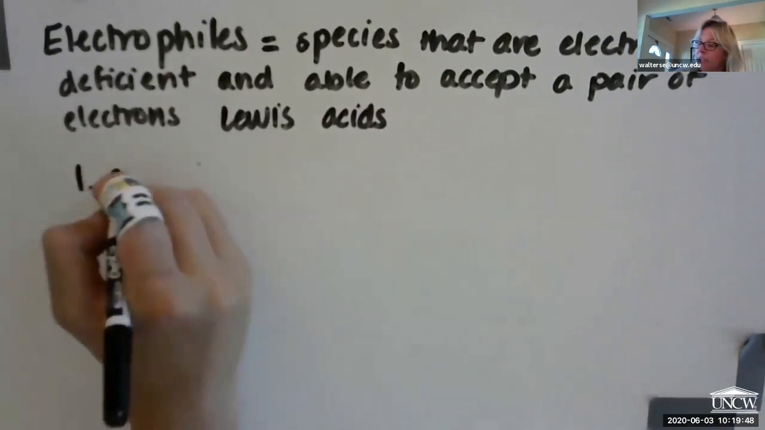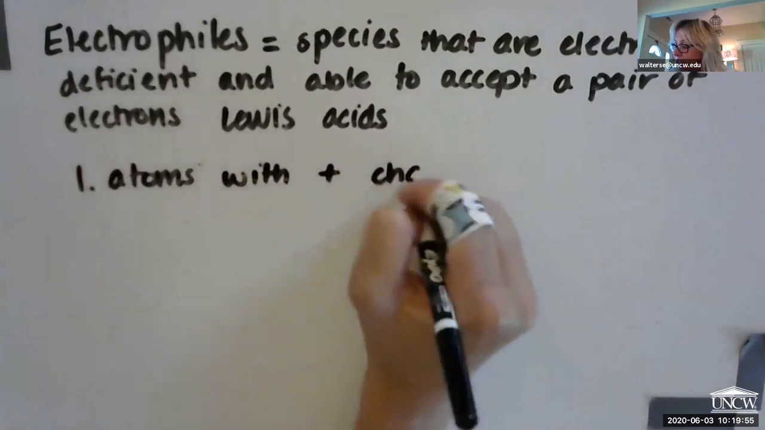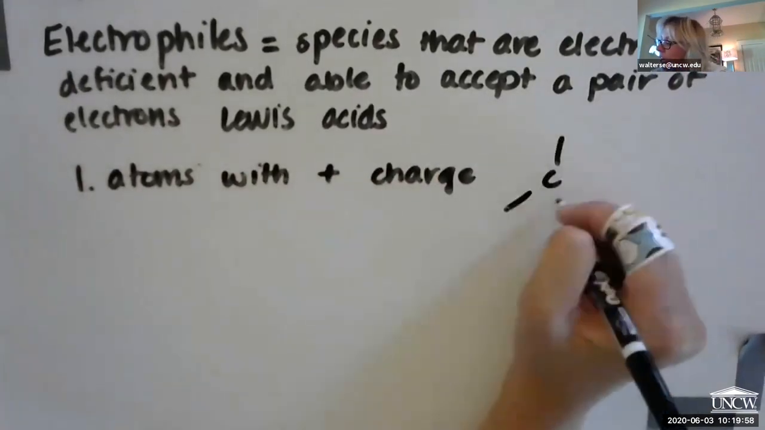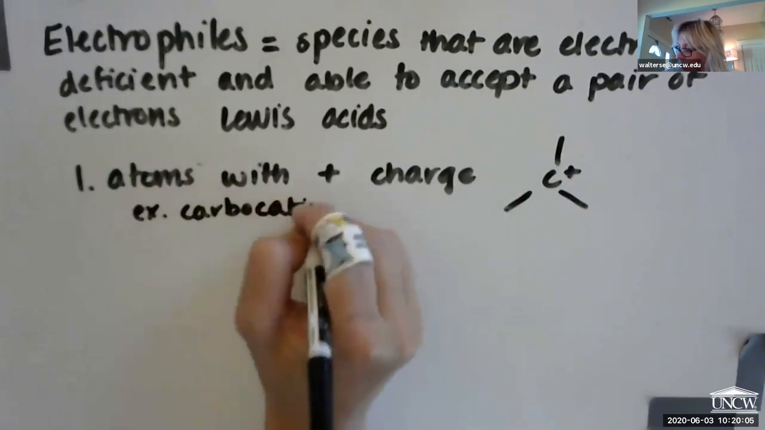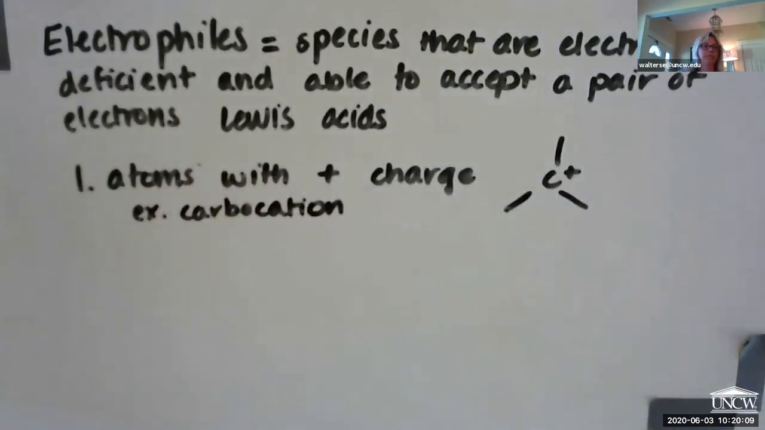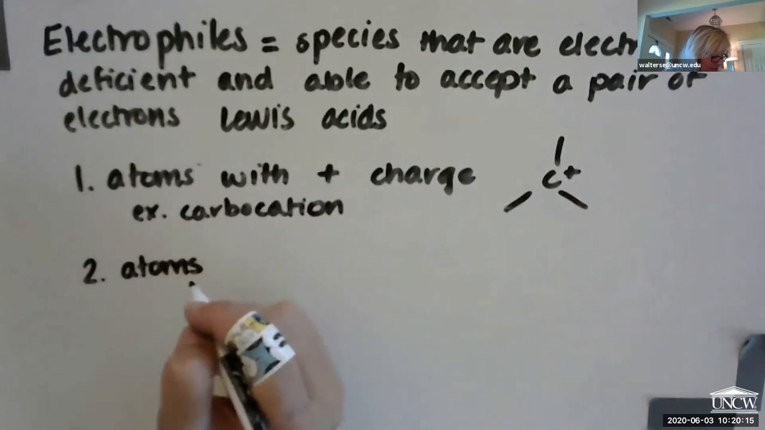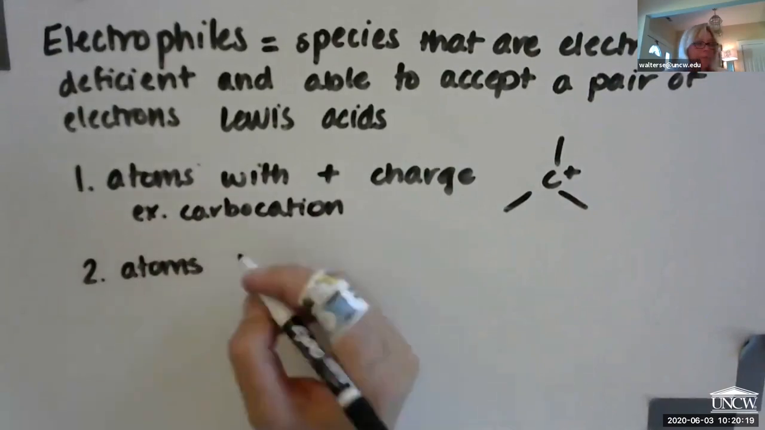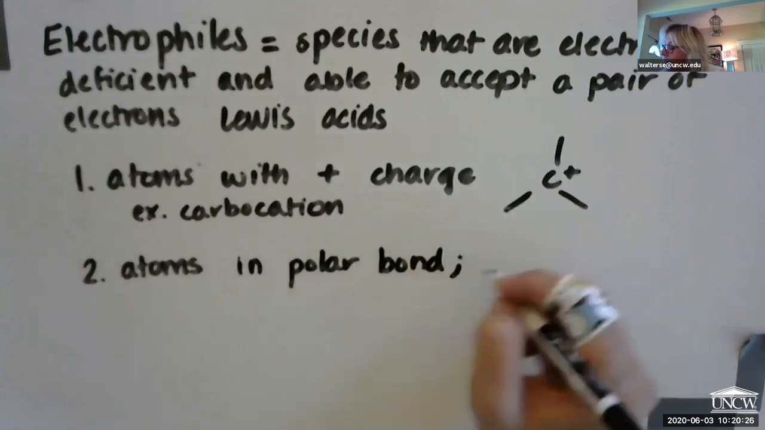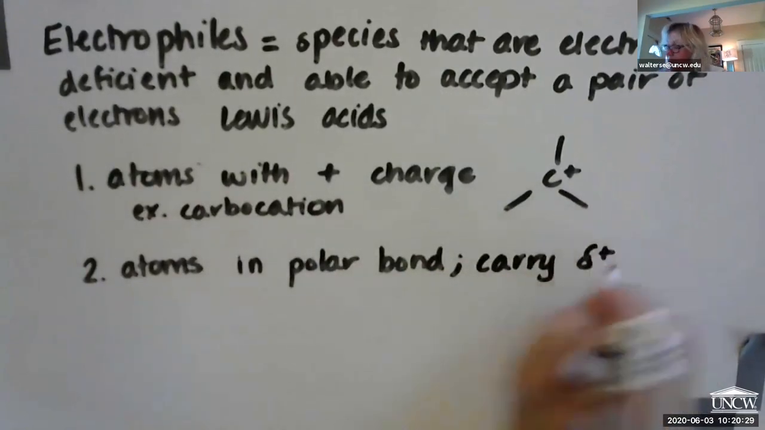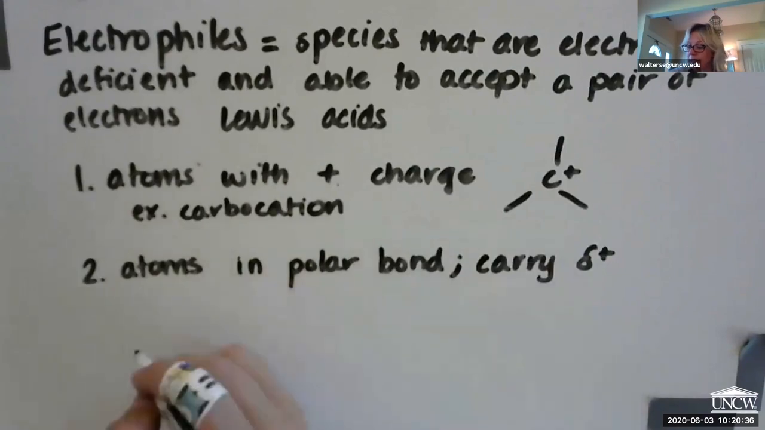You're either looking for atoms with a full positive charge, like a carbocation or a hydrogen cation, but carbocations. Or you're looking for atoms in polar bonds. If you have an atom in a polar bond, it will carry a partially positive charge. So there's just a difference between being a full positive and a partial positive.